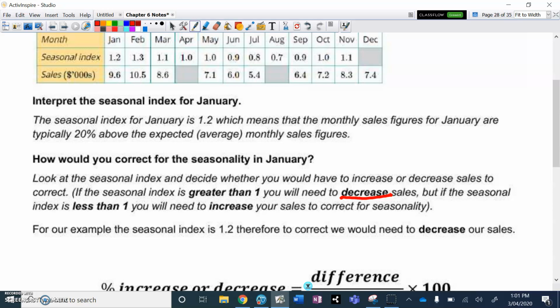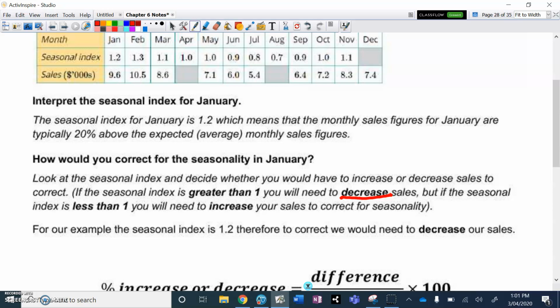If you have a seasonal index of 1, looking at April or October, and May even, and you are asked to correct that, you don't need to do anything. The sales figures are average already, so you don't need to adjust them at all. So anything above 1, you need to decrease. Anything below 1, you need to increase. And anything that actually is 1, you just leave as it is.